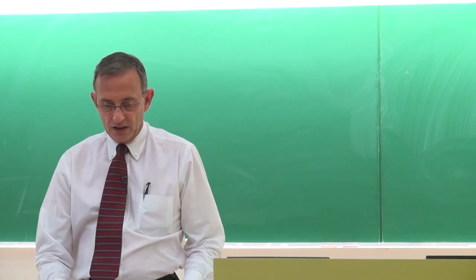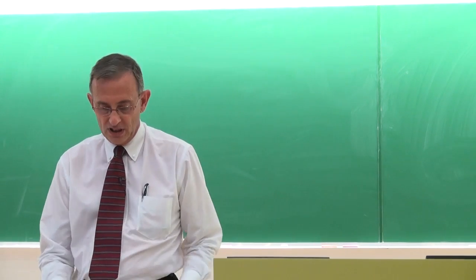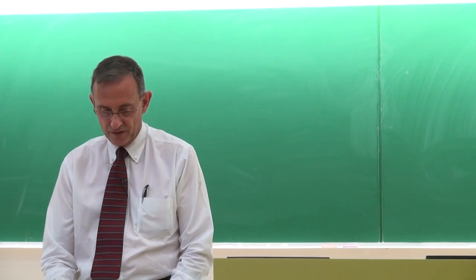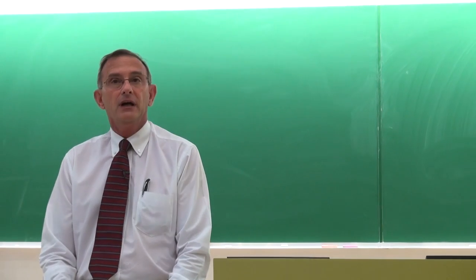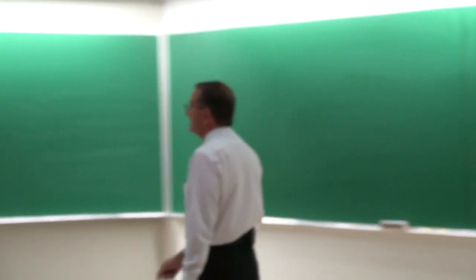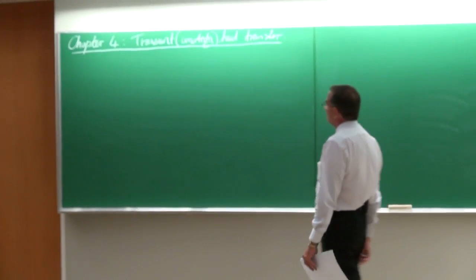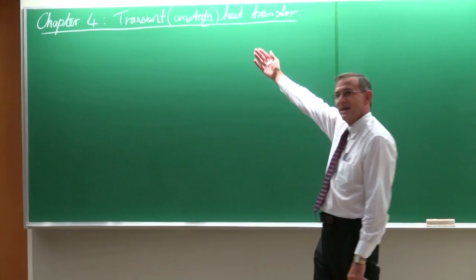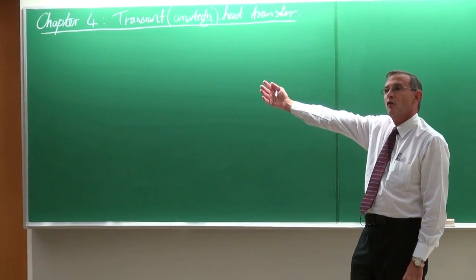Ladies and gentlemen, let's continue with Chapter 4 in the textbook of Cengel and Ghajar, Heat and Mass Transfer, the 5th edition, Chapter 4. So Chapter 4 is on transient heat transfer. Now, what do we mean with transient? Transient means unsteady. It changes as a function of time.